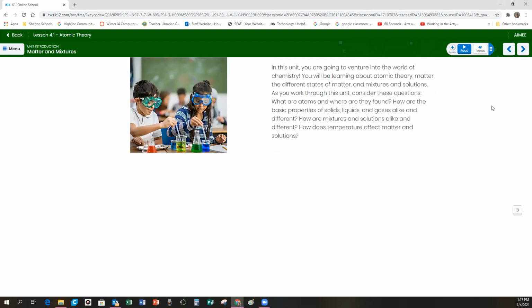In this unit, you are going to venture into the world of chemistry. You will be learning about atomic theory, matter, the different states of matter, and mixtures and solutions. As you work through this unit, consider these questions. What are atoms and where are they found? How are the basic properties of solids, liquids, and gases alike and different? How are mixtures and solutions alike and different? How does temperature affect matter and solutions?